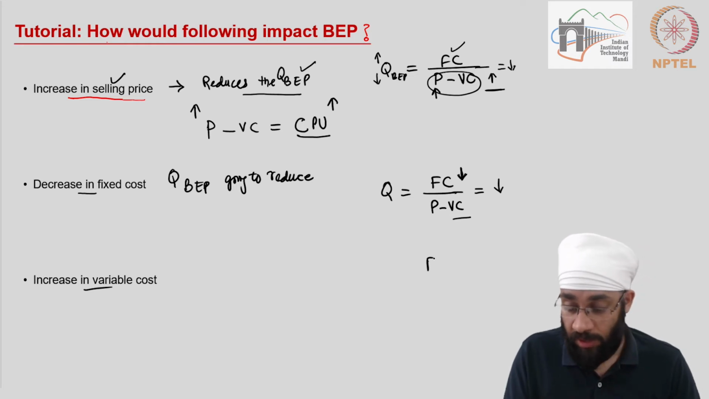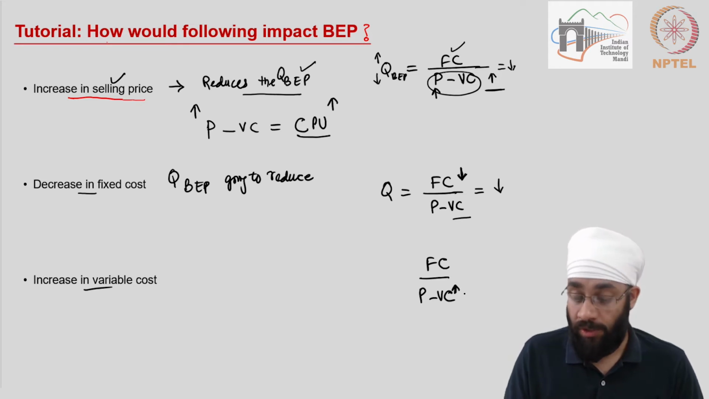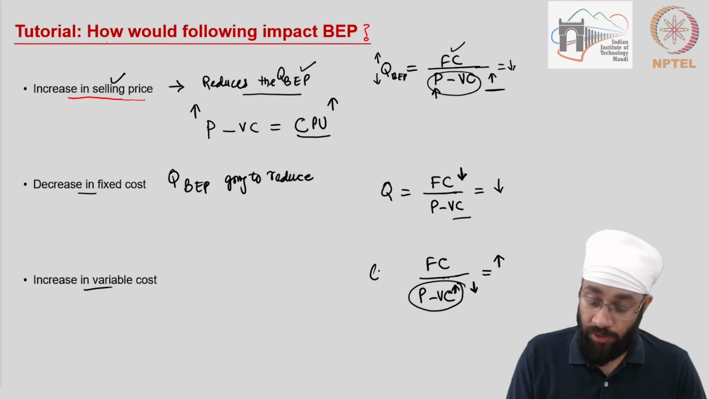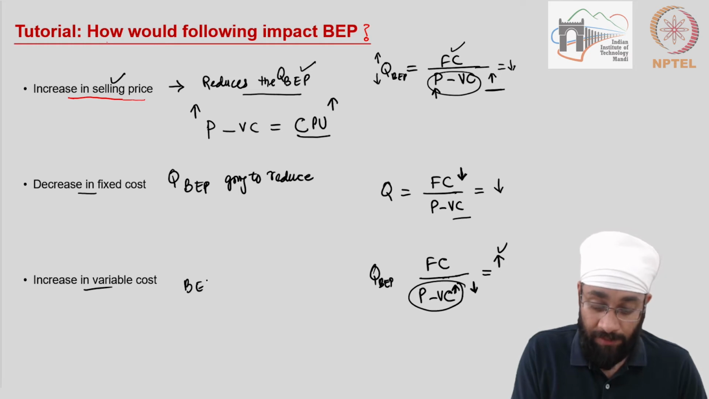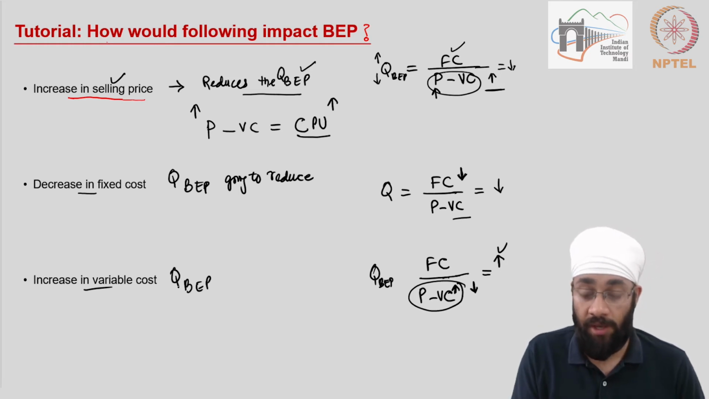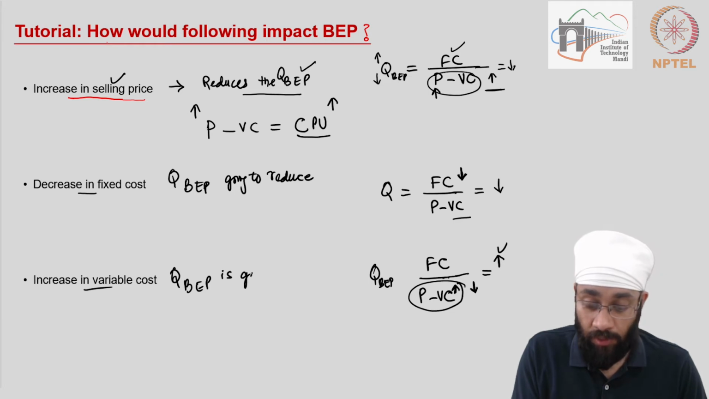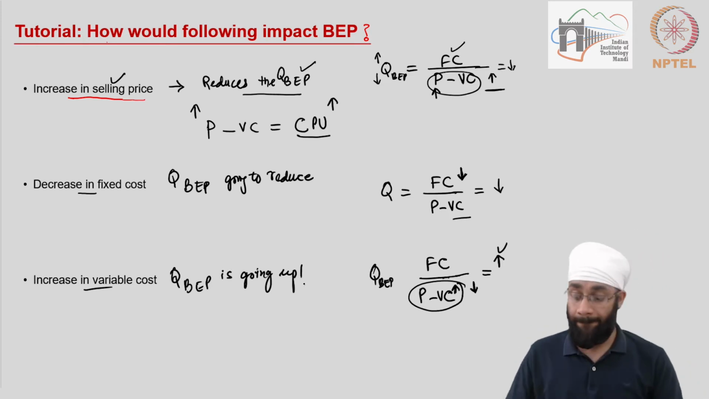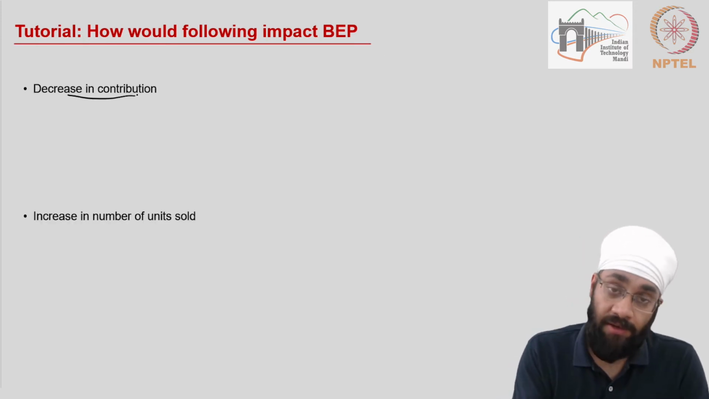Increase in the variable cost. Now fixed cost divided by P minus VC. If variable cost goes up, the contribution goes down. If contribution goes down, then this number as a whole comes down. When the denominator is smaller, the outcome of the equation is going to be higher. So the quantity of break-even point is going to go up. So the quantity that is required for breaking even is going up, let me say.